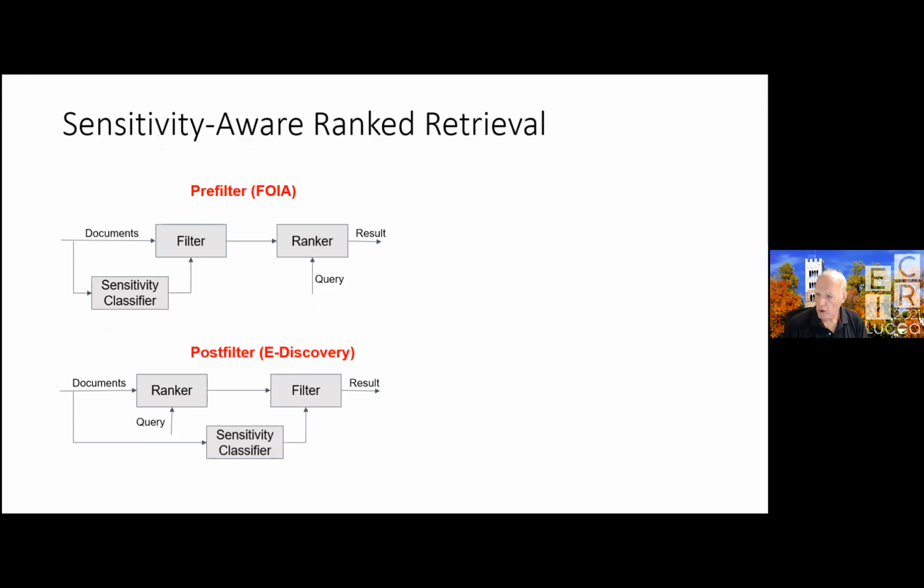I want to start with essentially the two basic pictures. We're going to be thinking in terms of ranked retrieval all the way through. This pre-filter approach is the approach used in Freedom of Information, FOI, in the UK, or Freedom of Information Act, FOIA. People say FOIA in the United States. The documents come in. We somehow filter them for sensitivity, including with people in the loop. And then having filtered them for sensitivity, we can then search and do ranked retrieval.